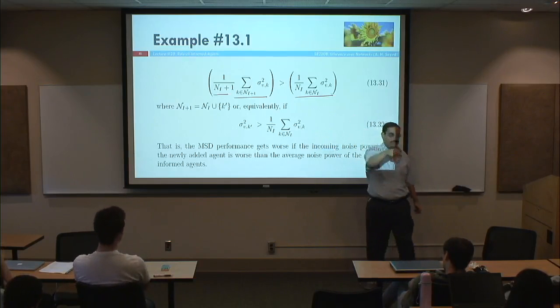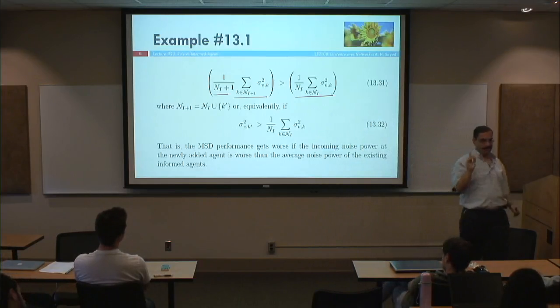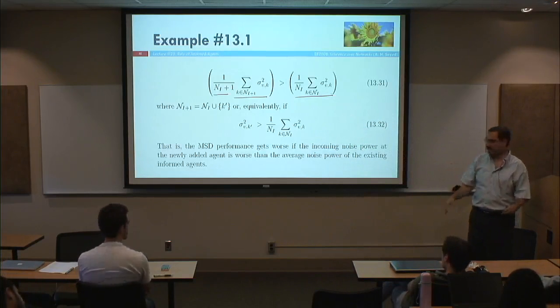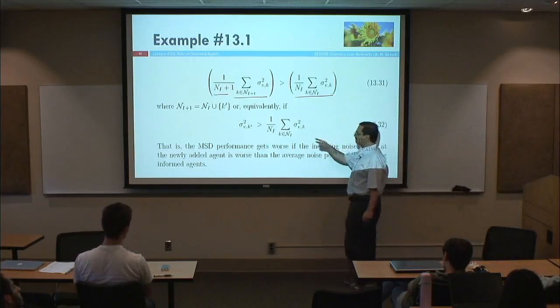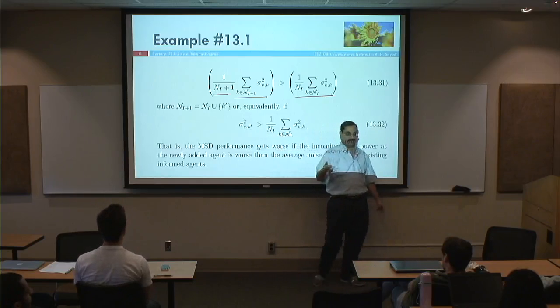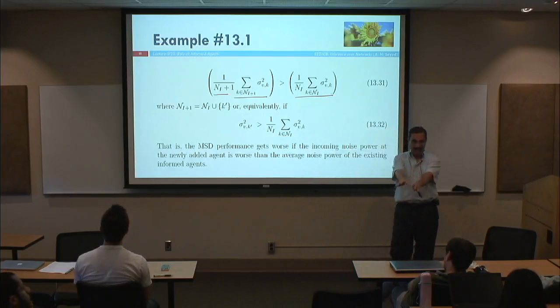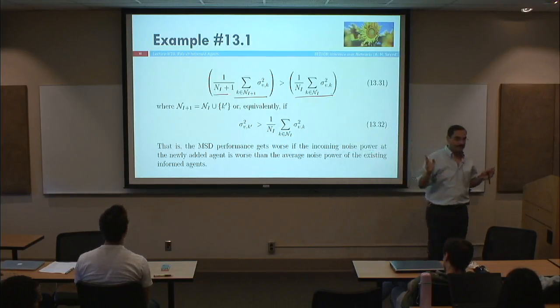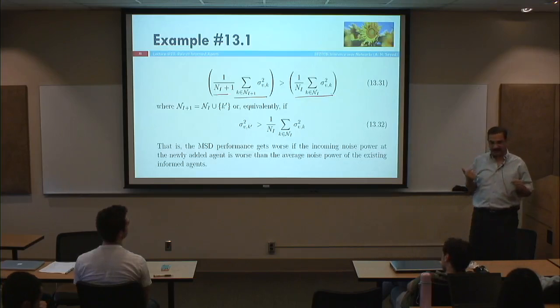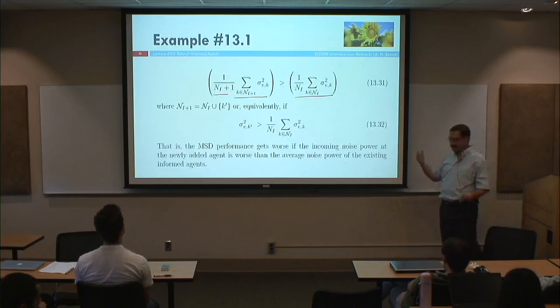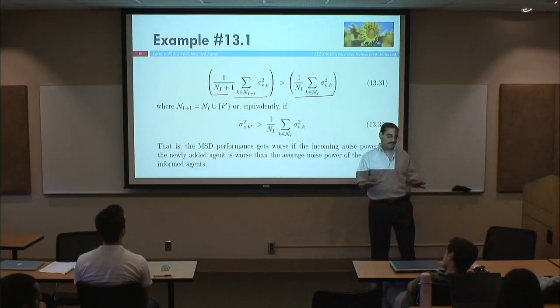This is for the quadratic case, mean squared. If the noise of the agent that you're adding is larger than the average noise across the already informed agents, it will make your performance worse. That's the conclusion in this simple example. In this example, it is intuitive. In the other examples, it will be less intuitive. You understand? In this case, everything is doubly stochastic.